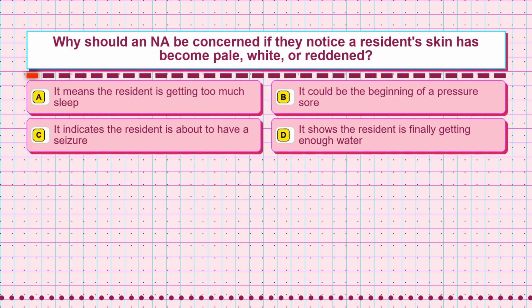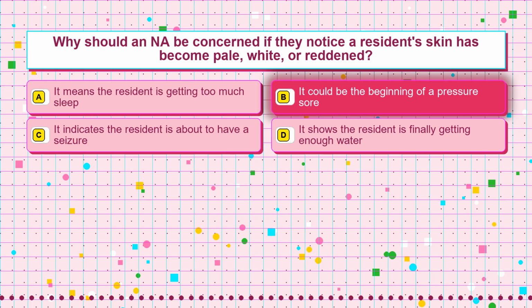Question 98. Why should a NNAAP be concerned if they notice a resident's skin has become pale, white, or reddened? Option A. It means the resident is getting too much sleep. Option B. It could be the beginning of a pressure sore. Option C. It indicates the resident is about to have a seizure. Option D. It shows the resident is finally getting enough water.